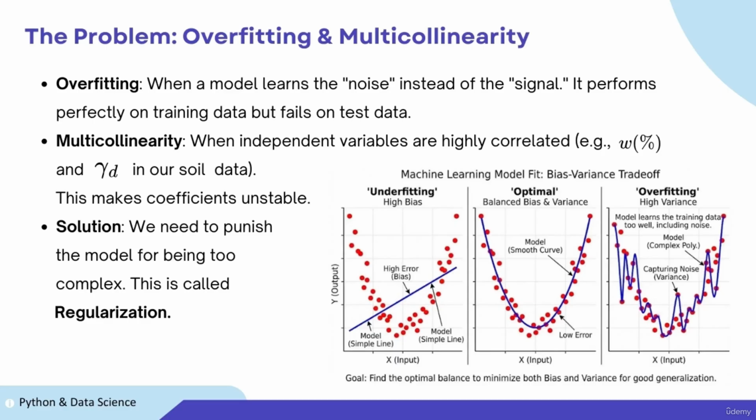Before we fix a model, we need to understand what can go wrong. We face two main enemies. First, overfitting. Look at the graph on the right. This happens when a model tries too hard. It memorizes the training data, including the random noise, perfectly, but fails on new data. It has high variance. Second, multicollinearity. This occurs when our input variables, like water content and dry density, are highly correlated with each other. This confuses the math, making the coefficients unstable. Our goal is to find the balance in the middle.